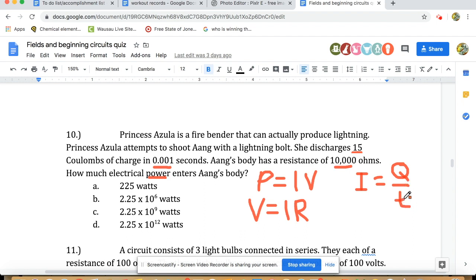Well, now we just fill in the numbers. We know that Q is 15, t is 0.001, so we have 15 over 0.001 is 15,000 amps. Now that we know I is 15,000 and R is 10,000, 15,000 times 10,000 is our voltage. And then we have I, we have V, we can multiply those together, and we get a huge amount of power. We get D.